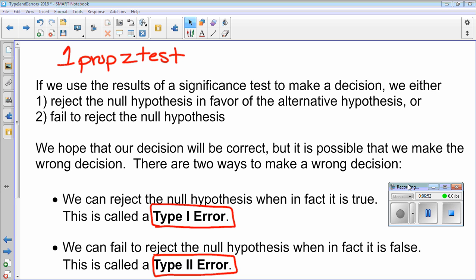The consequences of making these errors sometimes can be pretty serious. And it really depends on the situation about which one is worse. I will say more often than not, a type 2 error is more serious, has larger consequences, but maybe or maybe not. So what I'm going to do here is have us look at a situation, and I want us to first tell me what the type 1 and 2 errors are, and then tell me what the consequences of each are going to be.